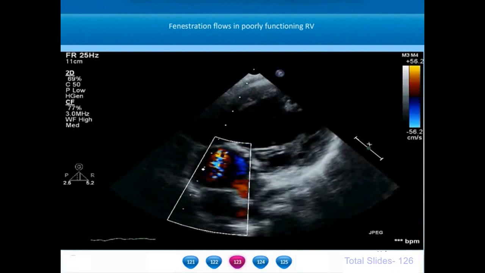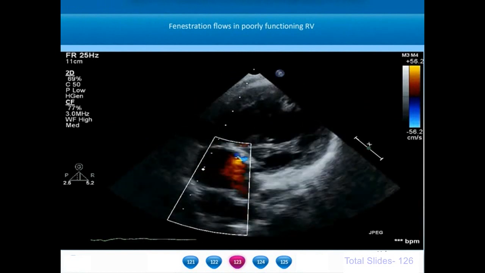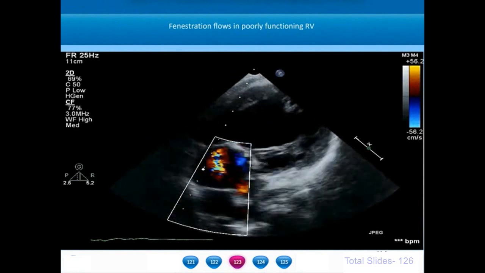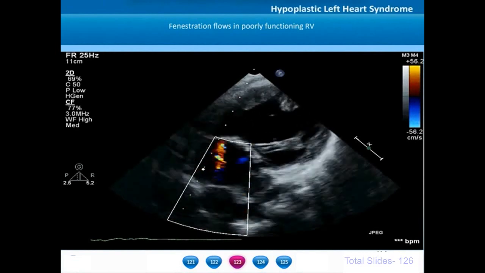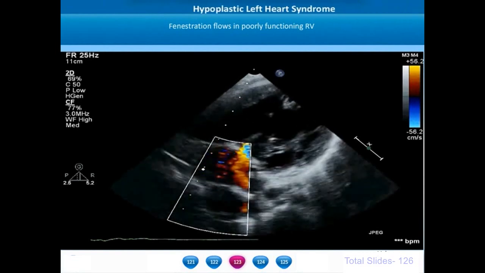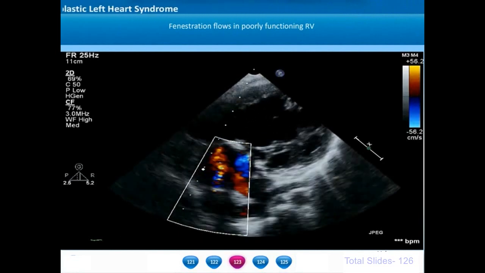In these patients with reduced right ventricular systolic contractility, we can notice that the Fontan fenestration flows will be abundant. We can also notice that in spite of the tricuspid valve repair that has been done with the annuloplasty, there is a mild tricuspid regurgitation.